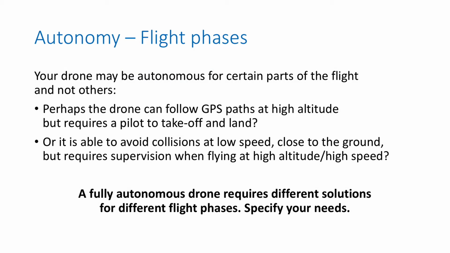Your drone may be autonomous for a certain part of the flight and not others. For example, perhaps the drone can follow a GPS path at high altitude but requires a pilot to take off and land. Or it is able to avoid collision at low speed, close to the ground, but requires supervision when flying at high altitude, high speed. A fully autonomous drone requires different solutions for different flight phases, so you have to specify your needs very clearly.